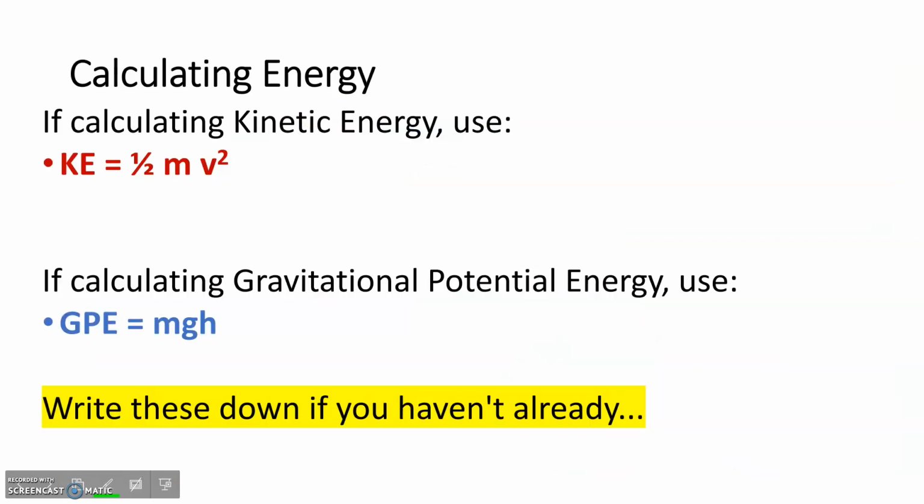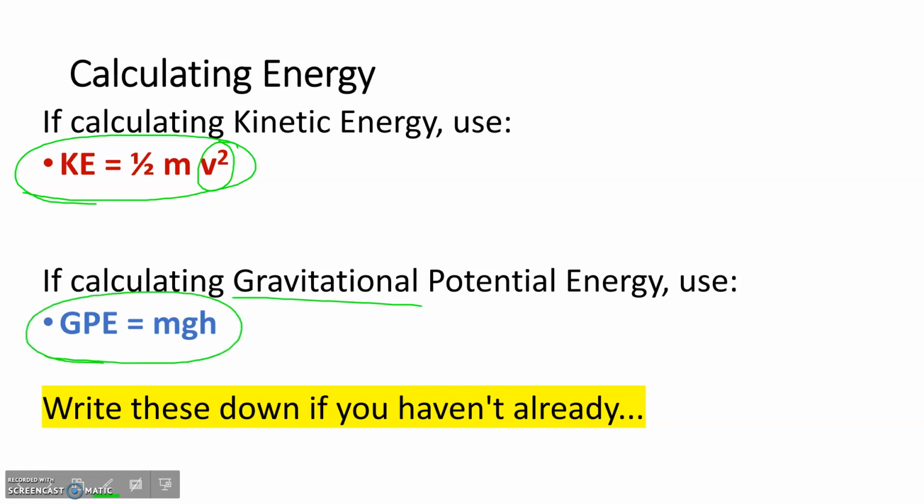All right, so to summarize, if we're going to be calculating kinetic energy, you're going to be using this formula: KE equals 1/2 mass times velocity squared, and remember, it is only the velocity that is squared. If we're calculating the potential energy, we're going to be talking about gravitational potential energy. You're going to use this formula: GPE equals mass times gravity times height. I would write these down if you haven't already, because we are going to practice some of those equations.